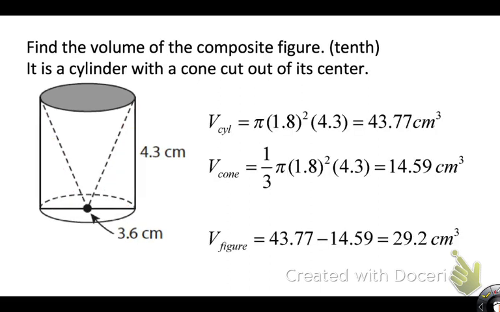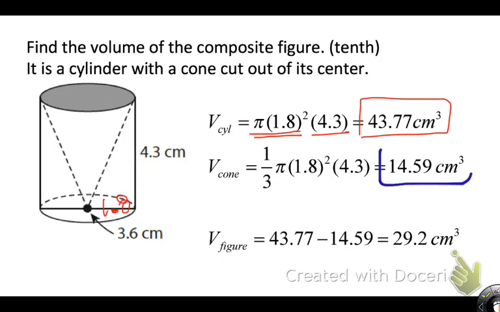The volume of the cylinder is pi r squared times the height. Here r is 1.8 because it's half of this diameter. So pi r squared times the height, which is given, and you get this. For the cone, it's 1/3 pi r squared times the height. So you get this, and you subtract them. Then you get 29.2, as we got when we talked about it in the notes. So you definitely have one like that on your Mod 18 quiz.